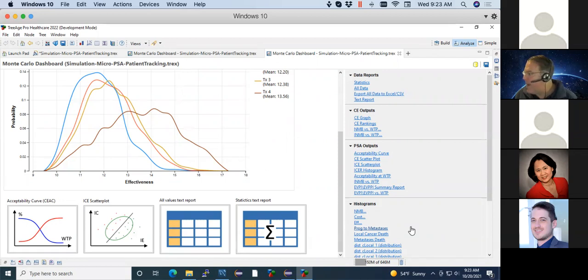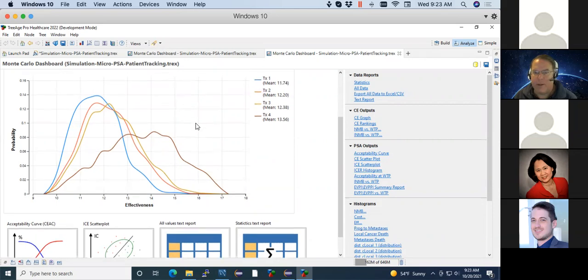Can we export the graphs of the dashboard? I don't think there's a way to export this one at this time. We will probably build one. Certainly all the other ones, like the ICE scatter plot that we just showed, those can all be exported.